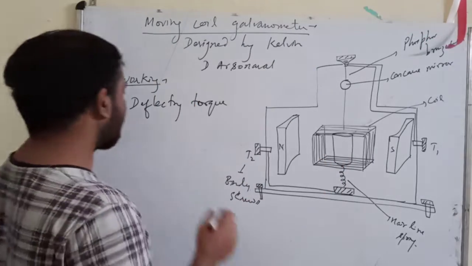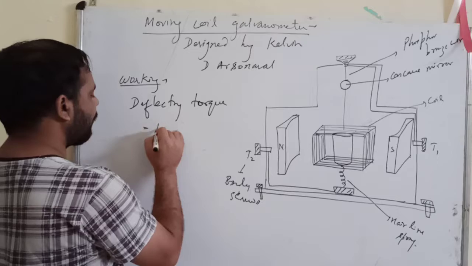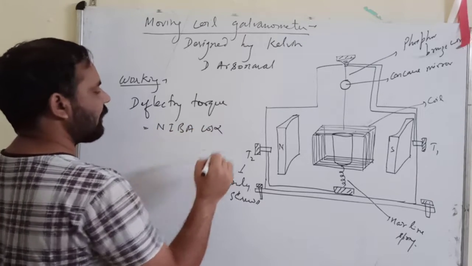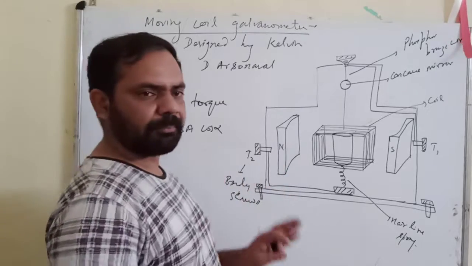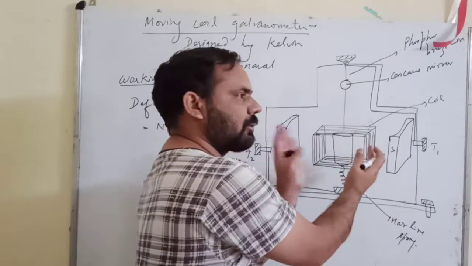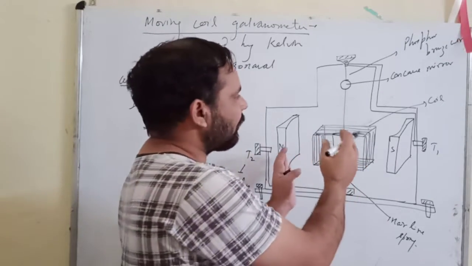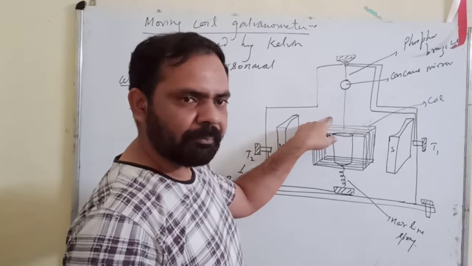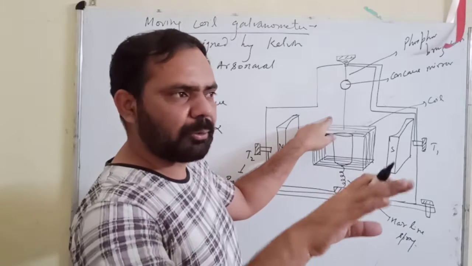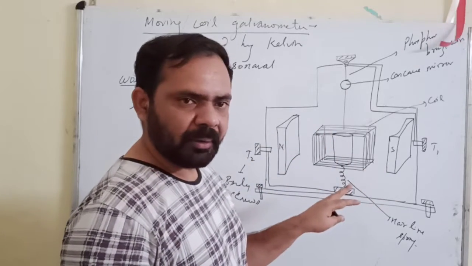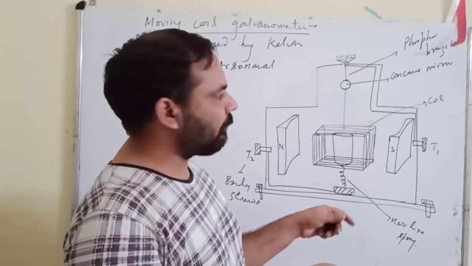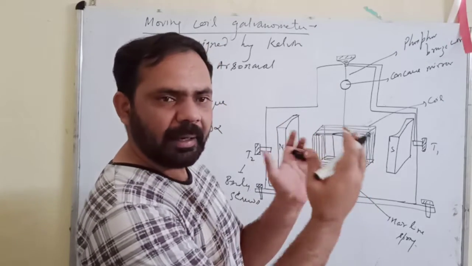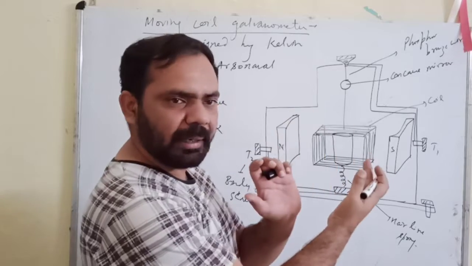So that deflecting torque will be given by NIBA cos alpha. Suppose this coil turns. As the coil turns, there will be some twist in this phosphor bronze wire, and that twist will try to oppose the motion of the coil. Now at equilibrium, suppose it attains equilibrium after rotating through an angle alpha.